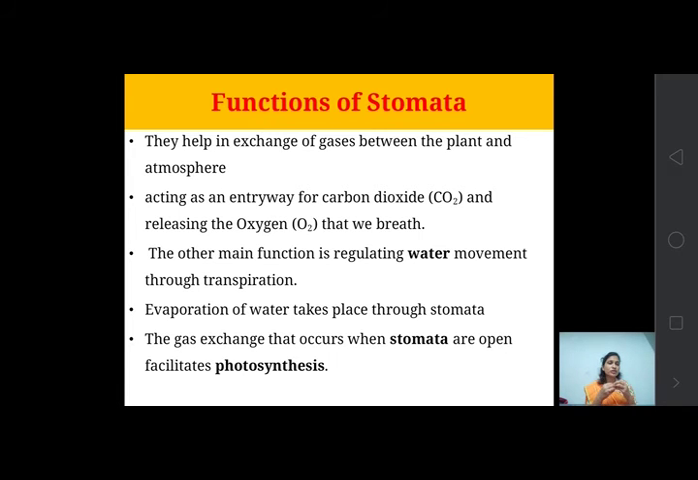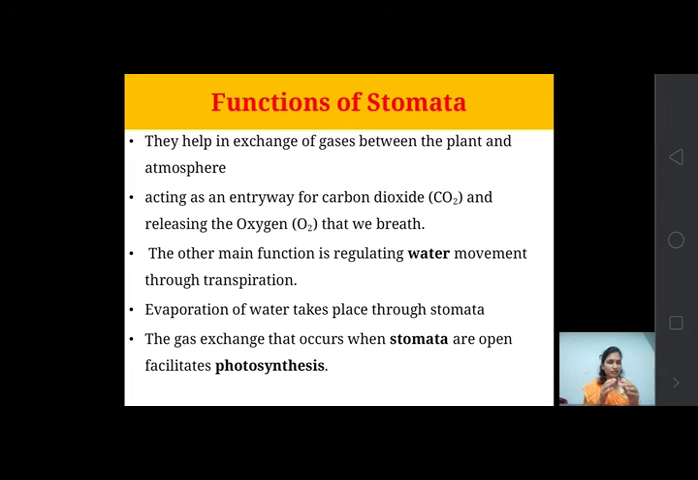If the pores get closed, there is no exchange of gases, and there is no removal of any water from the plants. So in this way these stomata also help to prevent the rate of transpiration or the evaporation of water from the plant. So this is the function of stomata.